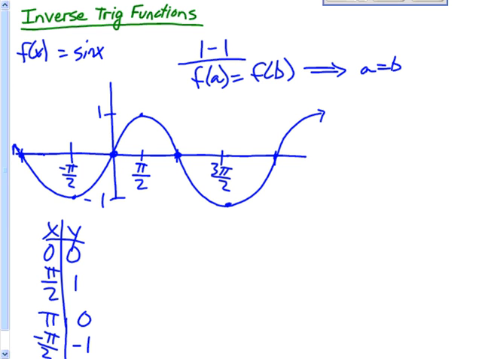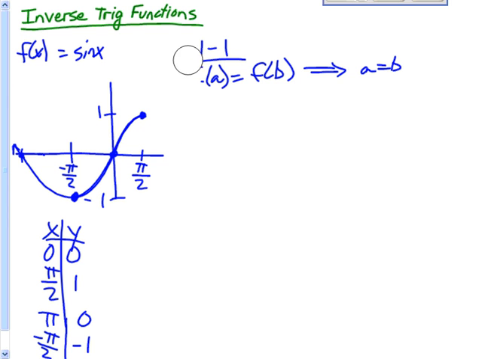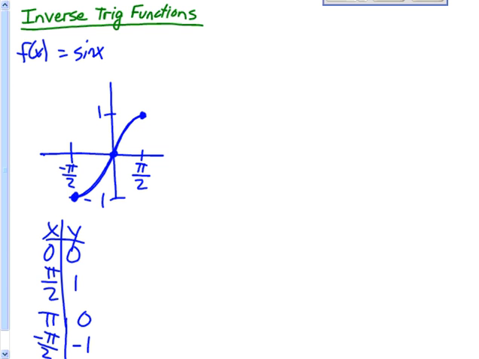So what mathematicians did is they said, I'm going to force this thing to have an inverse by restricting the domain. Let's forget about everything else except between negative pi halves and pi halves. Now, is this thing 1 to 1? Sure it is. It passes the horizontal line test. So now I can have an inverse function.